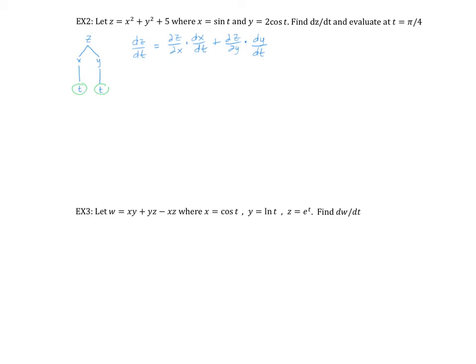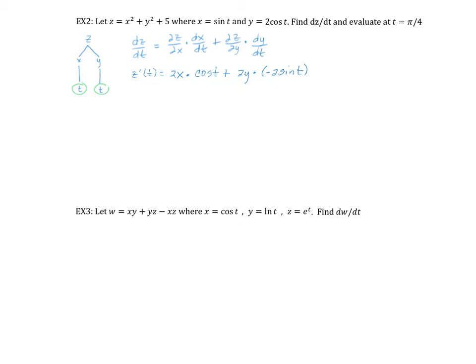Now you can use a notation that you had from calculus in the past. dz dt is simply z prime of t. So you're free to use any of the notations that apply. The partial derivative of z with respect to x is simply 2x times dx dt is cosine of t plus partial of z with respect to y is 2y times dy dt is going to be negative 2 sine t.